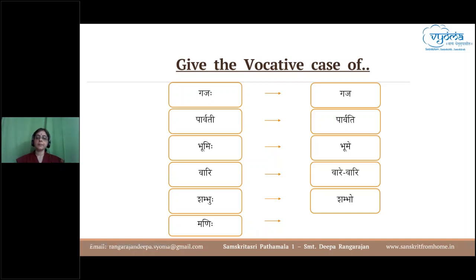Manihi. This is an Ikaranta, also a Pullinga Shabda. Mani. This is Mane, like Hare, it becomes Mane. So whether Pullingam or Strilingam, the Hrasva Ikara has E as Sambodhana. Dhanyavadaha Mahodaya. Thank you. Samyak. Dhanyavadaha.